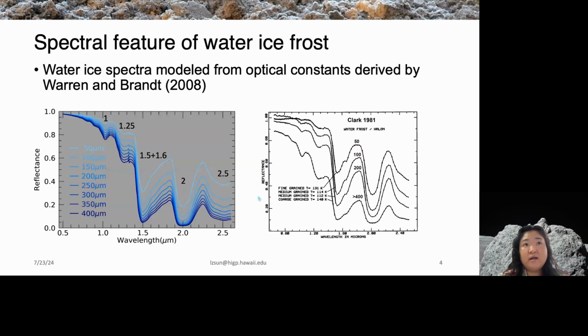So we modeled the water ice spectra using the optical constants derived by Warren and Brandt in 2008. So on the left, we have an example spectrum modeled from the optical constants, and the wavelengths we're using vary from 0.5 to 2.6 microns. And we have a series of spectra with grain size varying from 50 to 400 microns. And you will see that most of the spectral features increase in depth with increase in grain size, which is consistent with the measurement of water frost by Clark 1981.